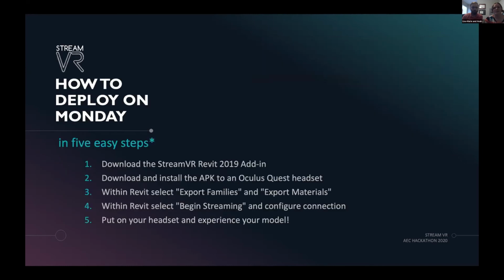So I know what you're all asking: how do you get to deploy this on Monday when you get back to the office? All you have to do is download the StreamVR Revit add-in, download and install the APK onto an Oculus Quest headset, export your families and materials with the buttons in the Revit ribbon, and then you can select begin streaming to start your experience.